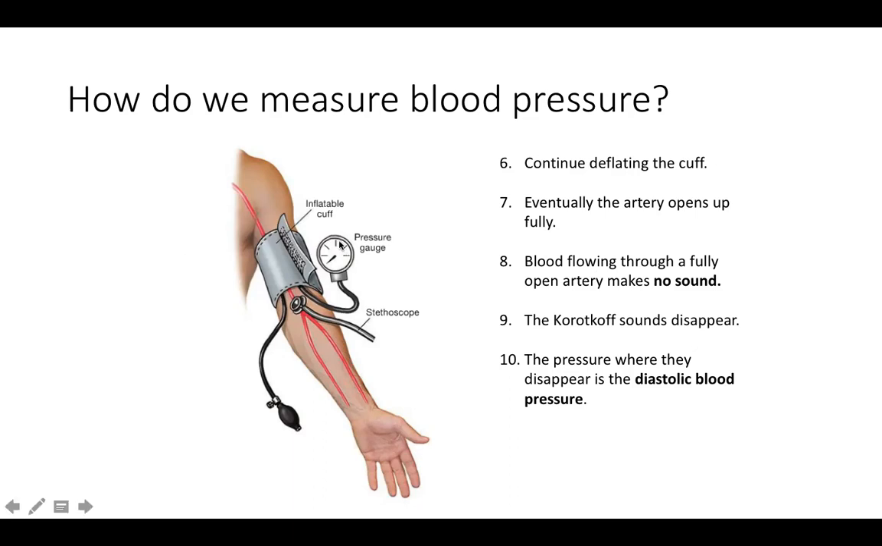So as you're deflating, those sounds that you hear in your stethoscope are going to get fainter and fainter and fainter until you don't hear them anymore. The moment you stop hearing the Korotkoff sounds, that is your diastolic blood pressure. So once the Korotkoff sounds disappear, you've got diastolic blood pressure. It's not the best or most accurate measurement of blood pressure anymore. We tend not to use this method. We tend to use an automated method.